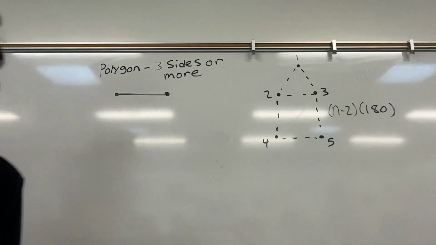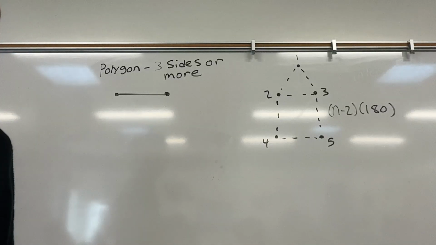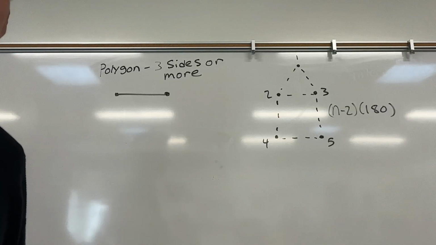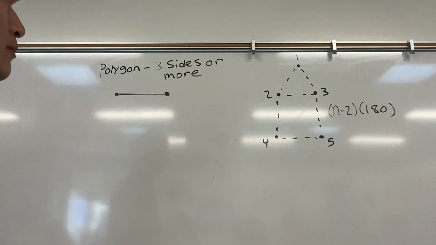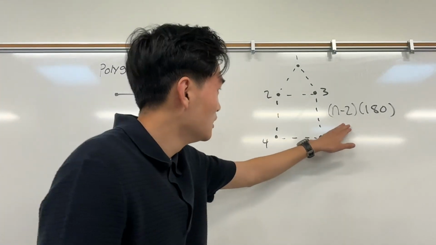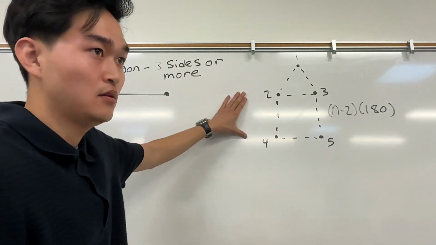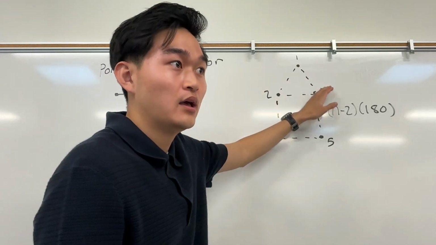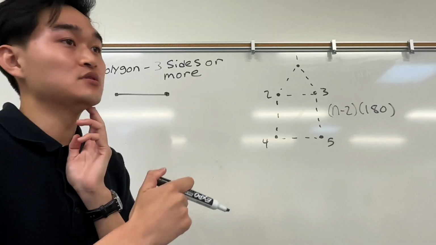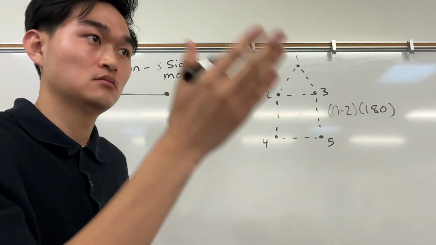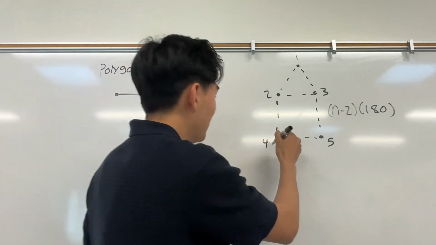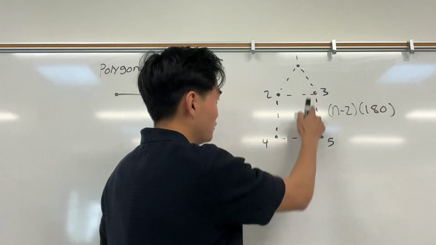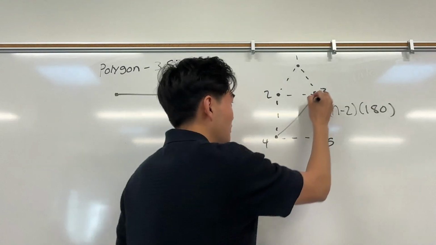The number of triangles it makes, exactly. So that's why it's n minus 2, because from these 5 sides, this is a triangle, so that's one triangle. And then how many more triangles can I make when I make diagonal lines? If I connect 2 and 5, or 4 and 3, that makes 2 more. Do you see that?